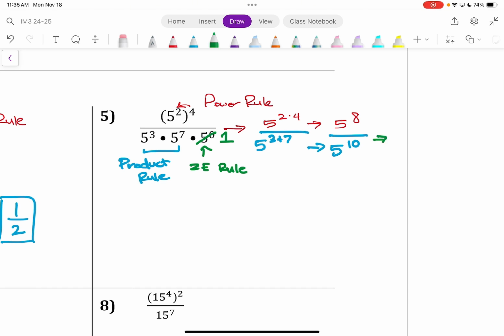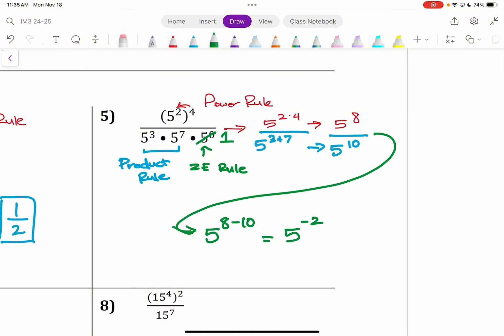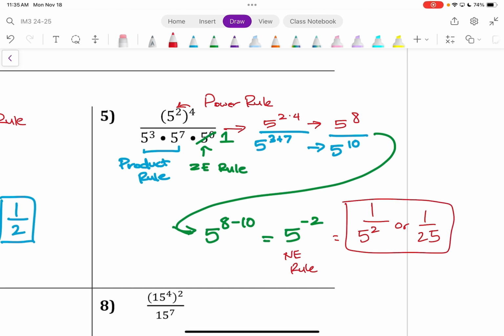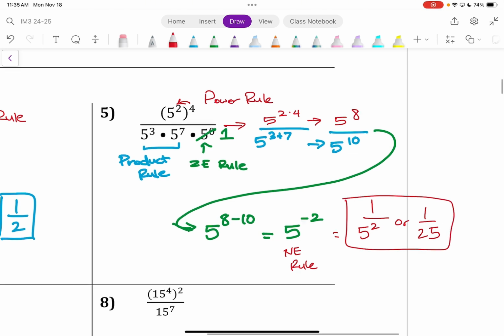So this I'm going to rewrite. Actually, I'll do it down here so you guys can see better. This becomes 5 to the 8 minus 10 power, which is going to equal 5 to the negative second power. At this point, we have even one more rule to do, which is going to be the negative exponent rule. So we're going to take the reciprocal of this and get a final solution of 1 over 5 squared or 1 over 25. I will accept either of these two answers. 1 over 5 squared or 1 over 25.